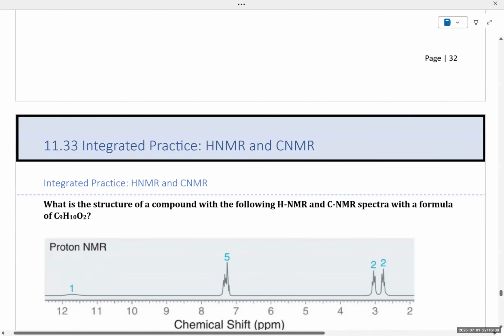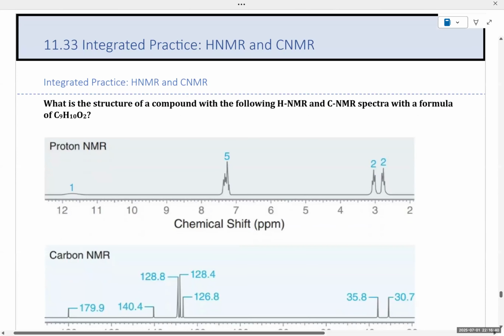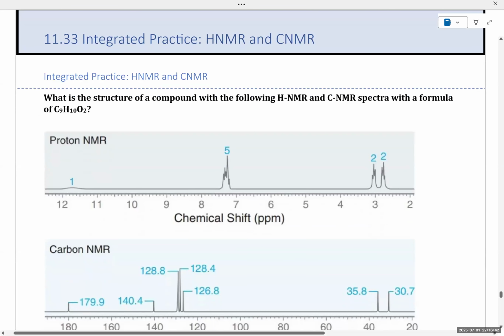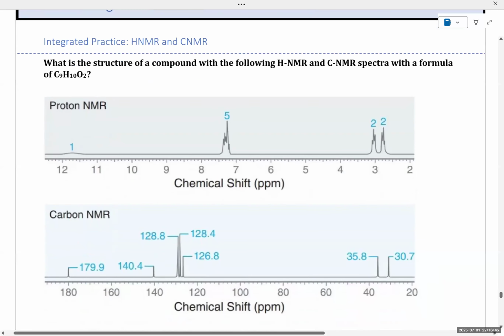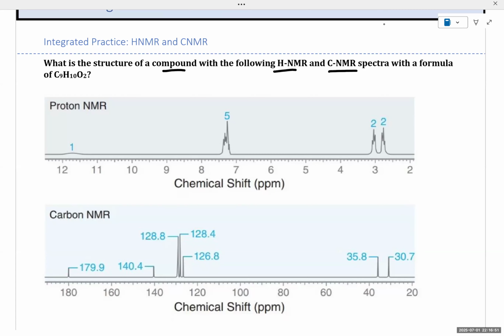And let's talk about integrated practice involving proton NMR and carbon NMR. So in this case, we're asked, what is the structure of a compound with the following proton NMR and carbon NMR spectra with the formula C9H10O2? So let's work through this example. So pause the video, work on this example, and then we'll discuss this example momentarily.